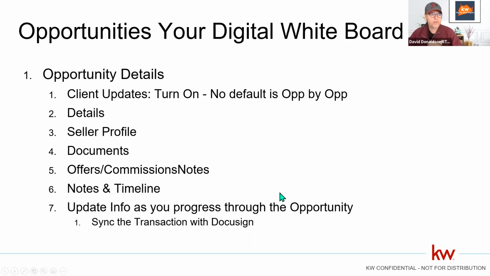Talked about the digital whiteboards. What are the opportunity details? Client updates, details, seller profile, documents, offers, commissions and notes, notes and timelines. You're going to see a whole detail page where all this information gets updated. And if you're tracking your reports as you should, and you entered your goals for the year as you should, the more dates, the more you move a transaction along, and I'm not just talking about from phase to phase, but date to date, it tracks your conversion. It tracks your success rate. And it only knows to track those things if you provide it with that information. And we'll look at that, okay?